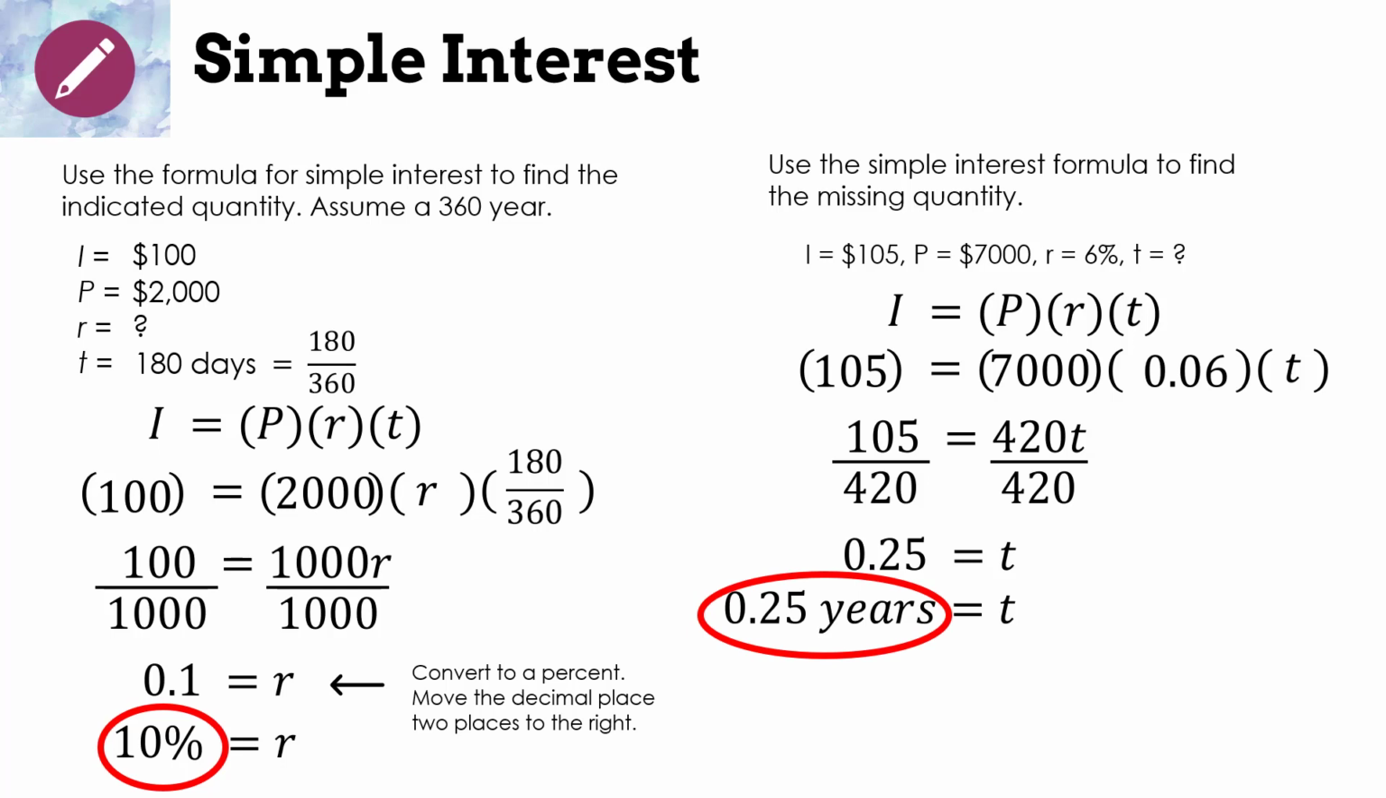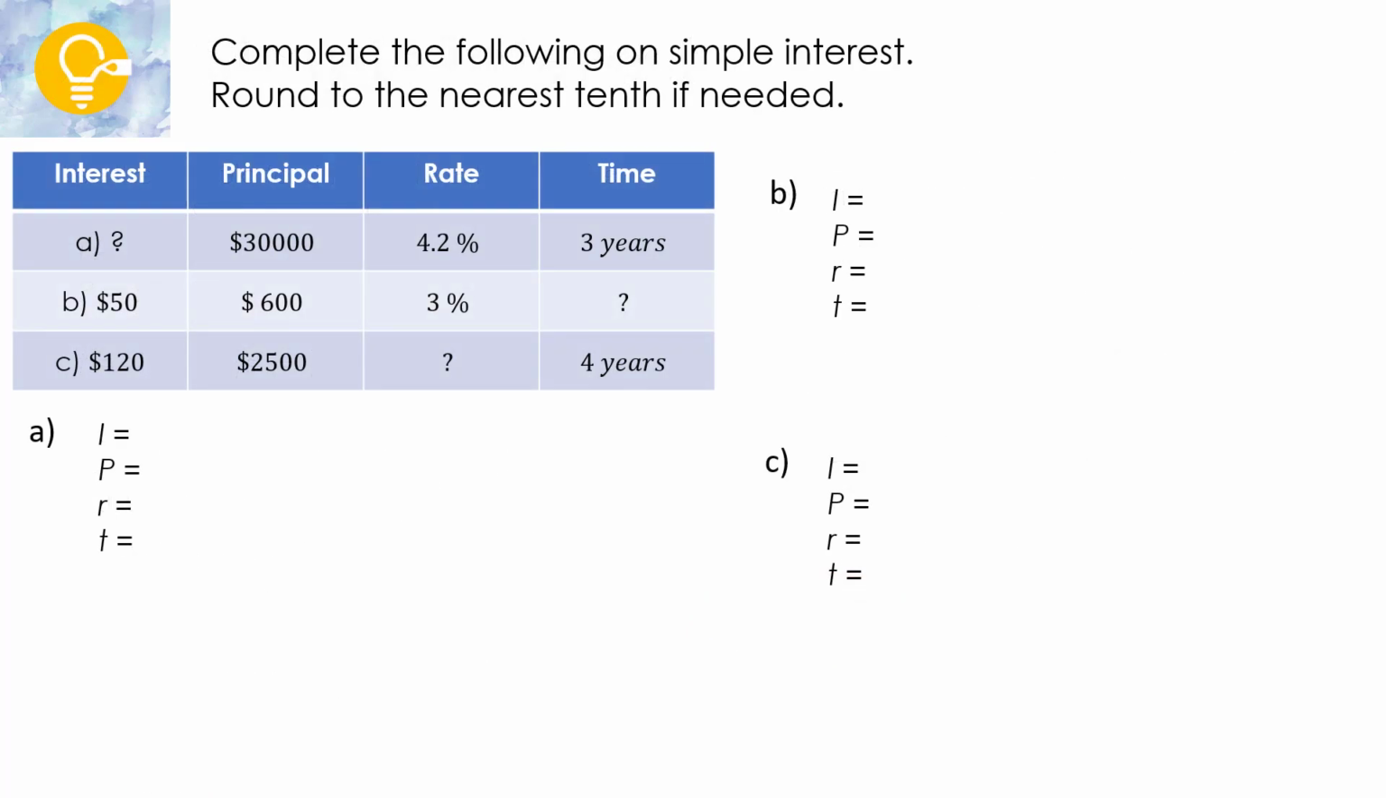Here are 3 for you to try. You're actually going to fill out this table. Complete the following on simple interest. Round to the nearest tenth if needed. Pause the video, do these, and then press play to check.